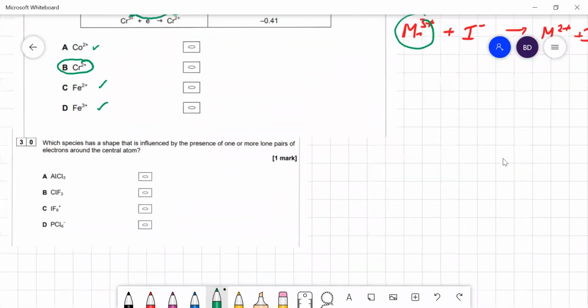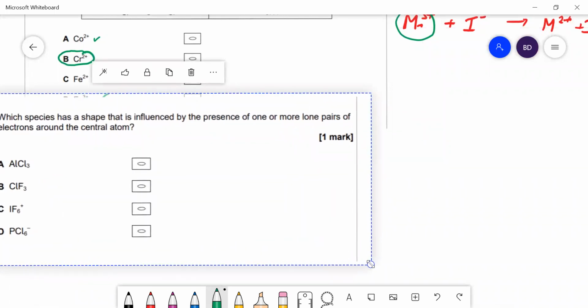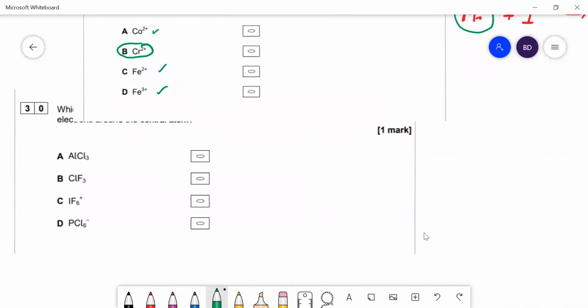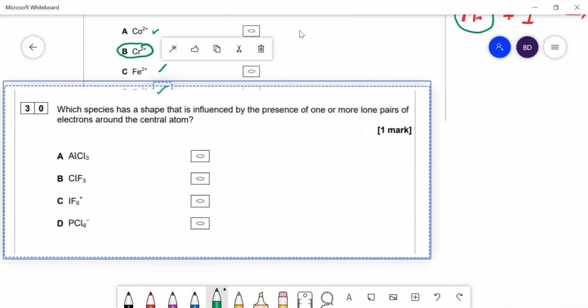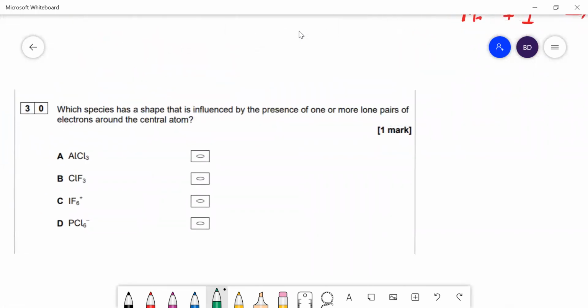Okay, but shape, which can be influenced by the presence of one or more lone pairs. Sorry. Where is that? All right. Now, aluminium is in group 3, so it's only got 3 electrons in its shell. They're all involved in bonding pairs, so it's not that one. Right. Chlorine, well, that is definitely influenced by a lone pair.